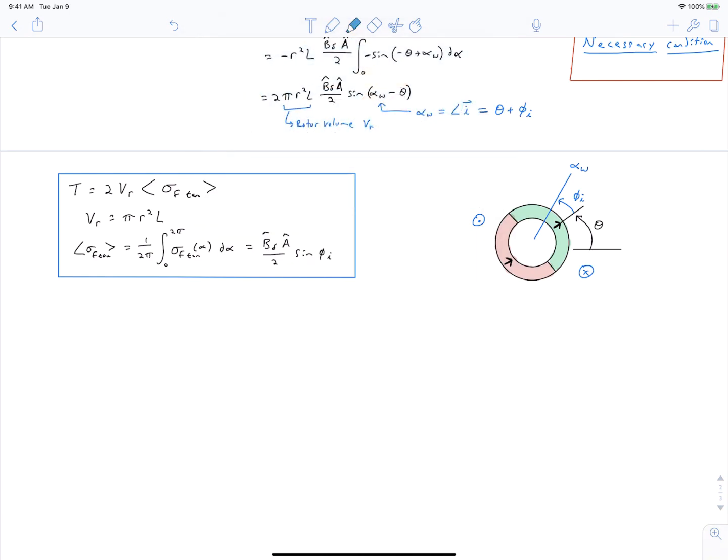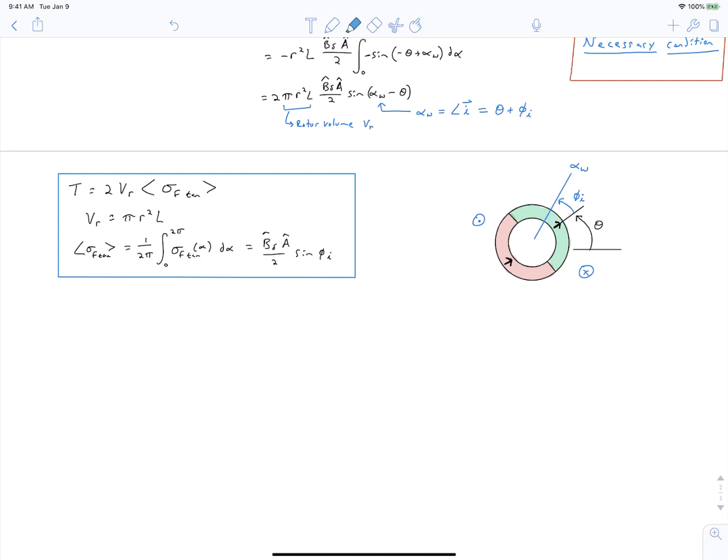And in this machine, we've got our north pole facing over here. So here's our direct axis, and it's located at theta radians off the x-axis. And then phi radians past that is our current space vector, which determines where our equivalent surface current density is located. That determines the angle alpha w. Because remember, alpha w, we decided, is going to be equal to theta plus phi.